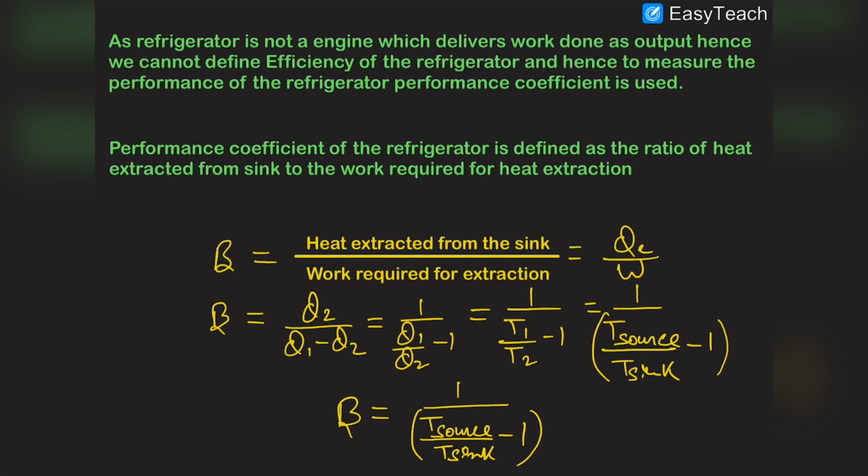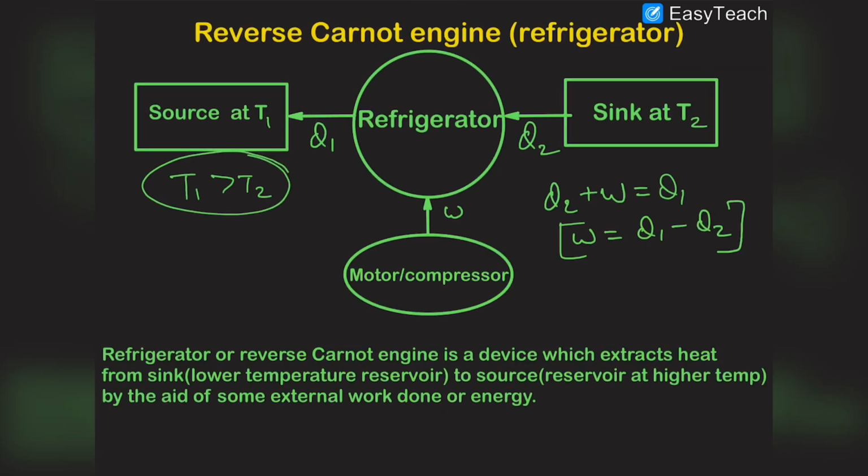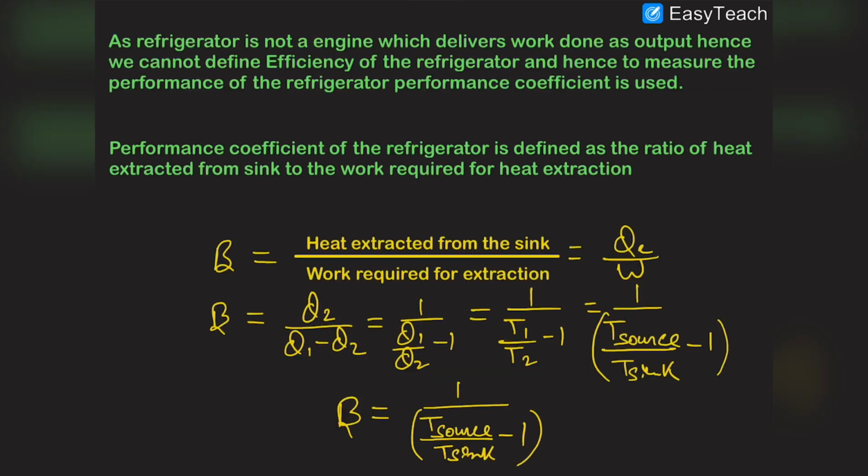So beta will be equal to Q2 upon W, and we have already discussed that W is equal to Q1 minus Q2. So this beta would be equal to Q2 upon Q1 minus Q2, and if we divide by Q2 in the denominator, then beta would be equal to 1 upon T1 by T2 minus 1.